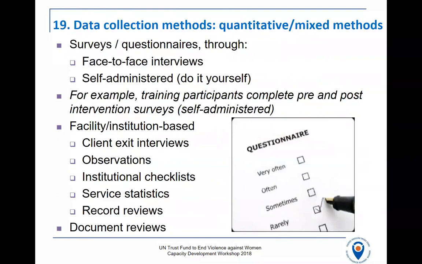There are other methods. You can get statistics. You might be working with health clinics. You might be working with the police. You might be working with hotlines that may have records and service statistics. So do think about using existing data. When you're collecting data, you don't necessarily have to devise your own methods. You might find that there's already data available through perhaps the people that you work with. So these are examples of quantitative methods.